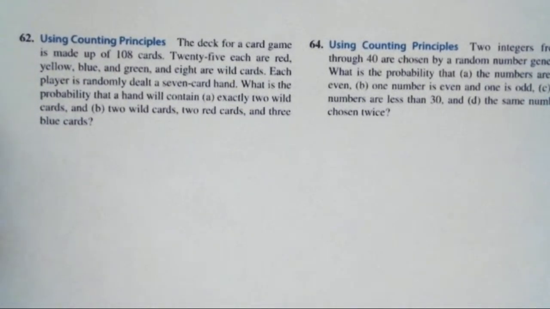The deck for a card game, we have 108 cards, 25 each of red, yellow, blue, green, and 8 are wild. I believe what we're talking about here is the original Uno before there became like steroids Uno, where there were way more wild cards and way more crazy things could happen. Each player is randomly dealt a 7-card hand. What's the probability a hand will contain exactly 2 wild cards?